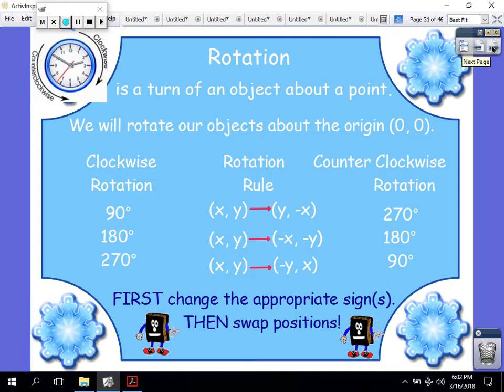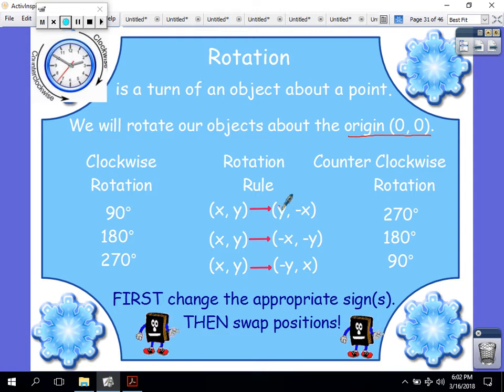And the rules are on your paper. They're in the table. So let's kind of go through these. It says a turn of an object around a point and will rotate around the origin 0, 0. So that's what you filled in your notes. So you should already have that. All right, so our rules are if we go 90 degrees clockwise for the X and Y values, okay? Now here's where it gets a little complicated, but don't be worried. We're going to get through it.